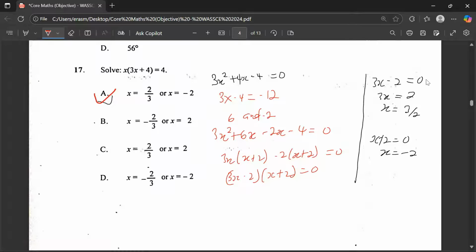3x minus 2 equals 0, making x the subject. x equals 2 on 3. Now, x plus 2 equals 0, making x the subject. x also becomes negative 2. So that is option A.